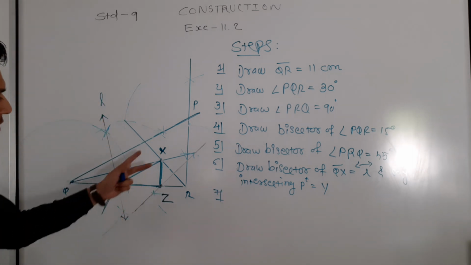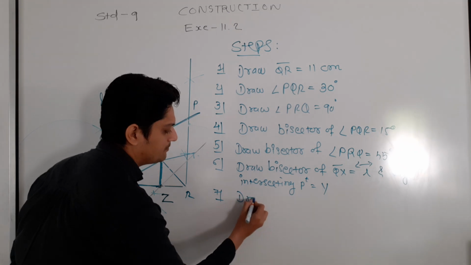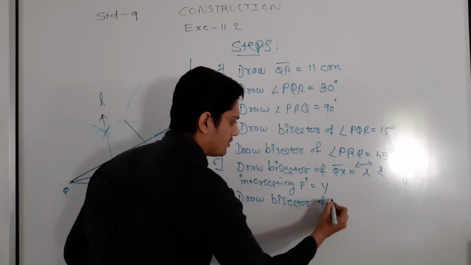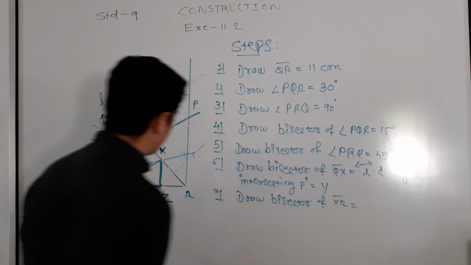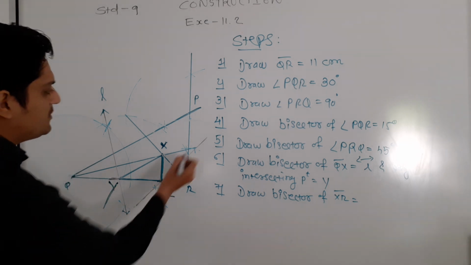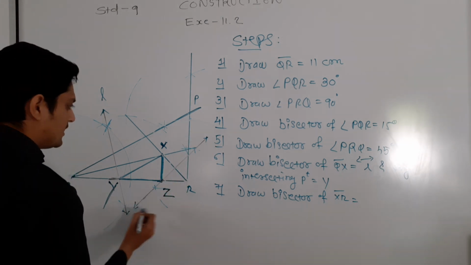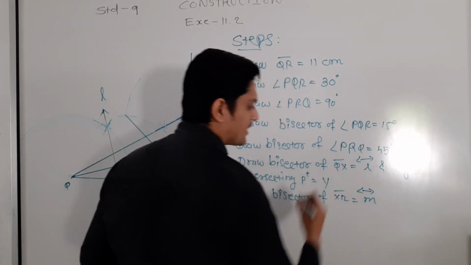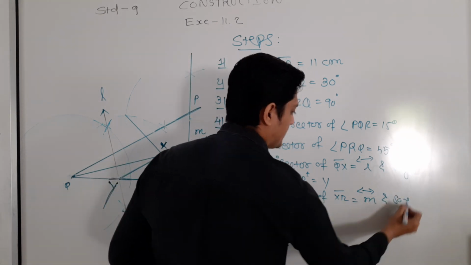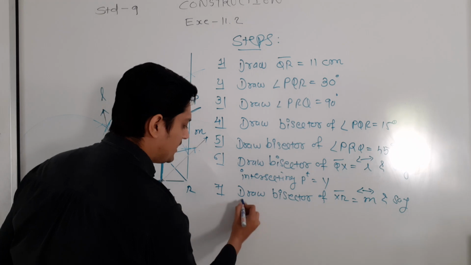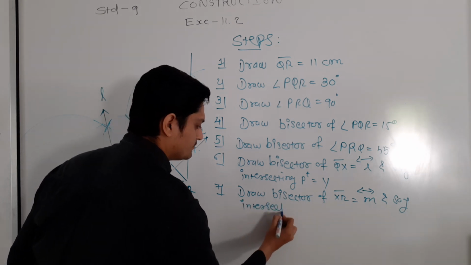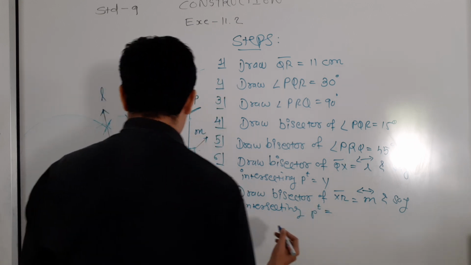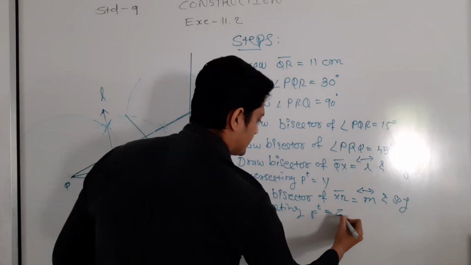Next, draw the bisector of XR. Okay, the bisector of line segment XR, again you can give a new name to this line. Let's call it M. Okay, line M. This is a line, not a line segment, line M, and say intersecting point is equal to Z.